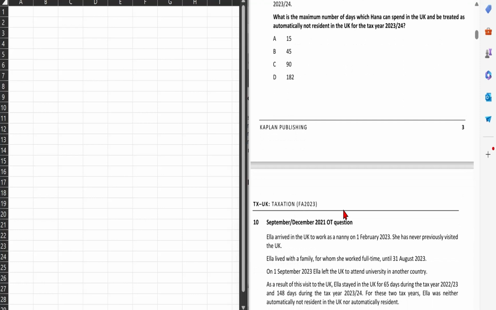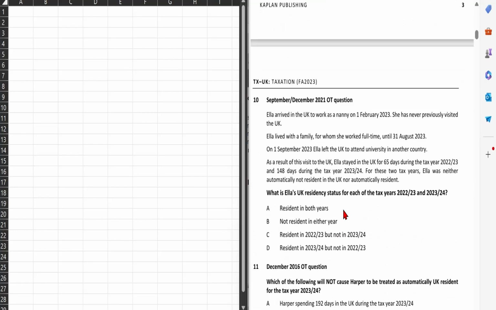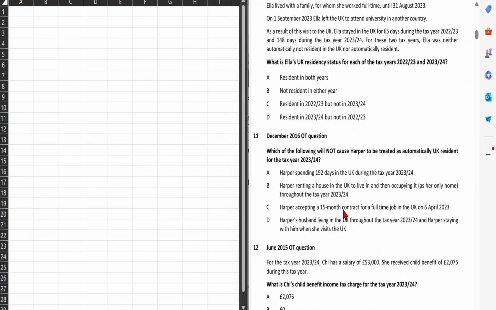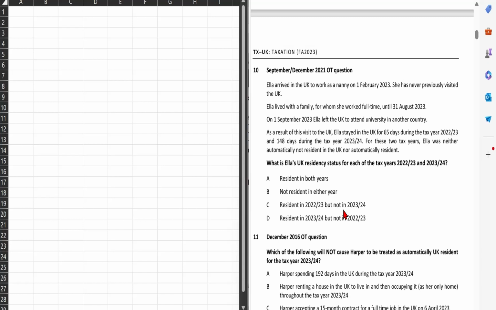Okay, so without wasting our time, let's move to question number 10. What the question is saying: what is Ila's UK residence status for the tax years 22-23 and 23-24? So they basically asked us to determine the residency status for 22-23 and 23-24. Okay, let's read the scenario.